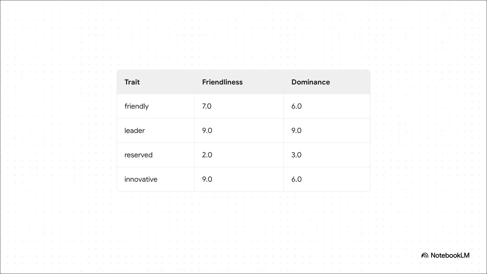And here's where that abstract idea becomes totally concrete data. We're looking right at the file that populates the database, populate_traits_db.py. You can see that a leader is way up there, a 9 for both friendliness and dominance. Meanwhile, reserved is much lower, a 2 and a 3. Every word gets its own unique numerical identity.